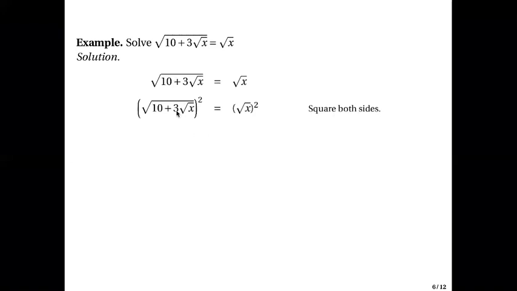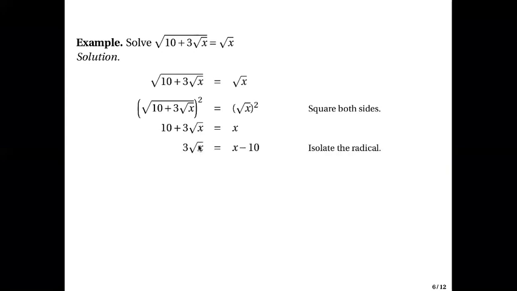So if we square both sides, the big radical will disappear. Here, this radical here will disappear. So we will have 10 plus 3 square root of x equals x. Take note that this square root of x here is inside the big radical, so it will remain there. If you square, only the big radical will disappear. And then we still have a radical in here. We isolate this.